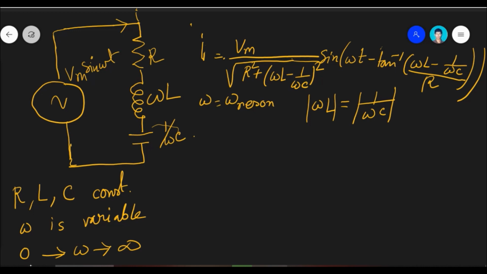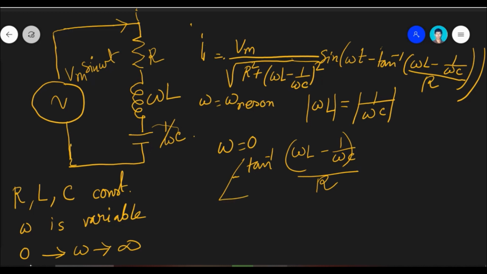Another interesting thing to note is the two extreme cases, let me write one by one. When omega is equal to 0, I would like to draw your attention towards the phase angle. The phase angle offered by this circuit is tan inverse of omega L minus 1 by omega C, divided by R. This is the total phase angle, or phase shift, offered by this circuit.